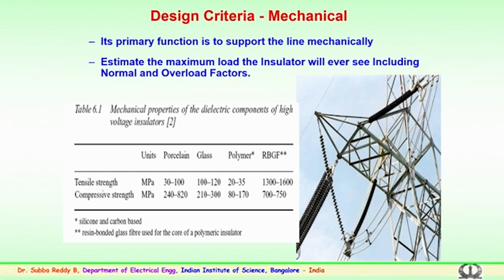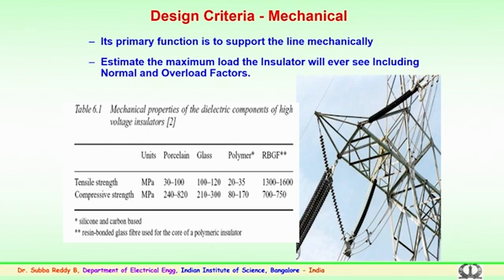So, we were looking into the electrical aspects. Now, the design criteria which is followed for the mechanical aspect. So, its primary function is to support the line. The insulator string is to support the line mechanically, one of the important factors apart from the electrical isolation. Mechanically it has to support the tower.